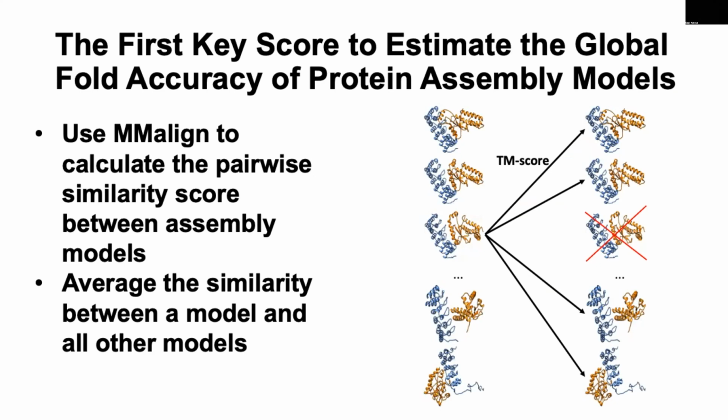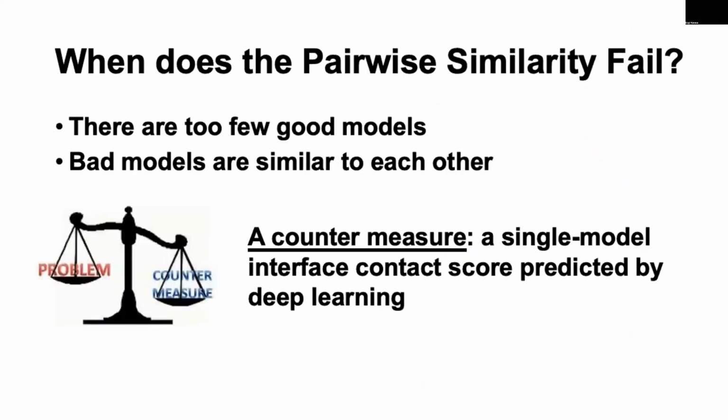Okay, this works well for many targets. However, it has one significant weakness. It's going to fail when there are too few good models in the pool for a harder target, and when bad models are quite similar to each other. In this case, bad models tend to have higher average similarity than good models. We need a countermeasure to correct this weakness. So we design a single-model interface contact score predicted by deep learning to complement these consensus scores.